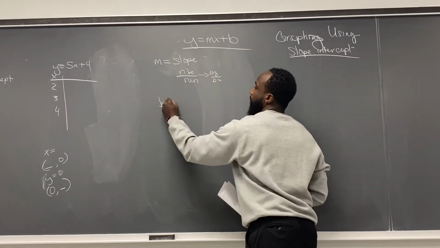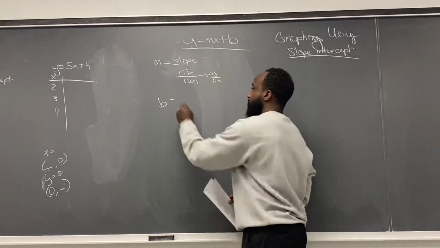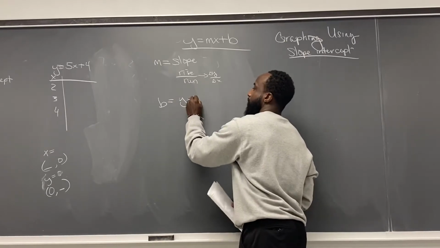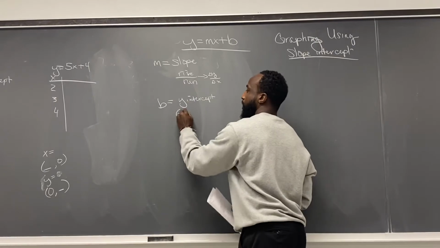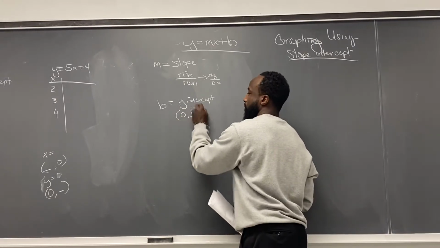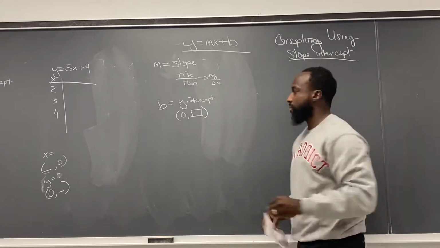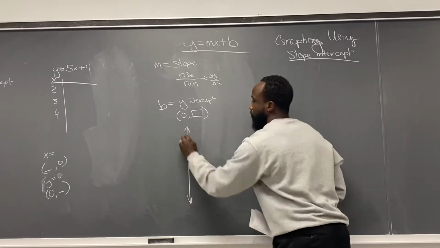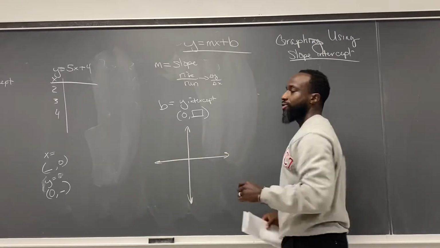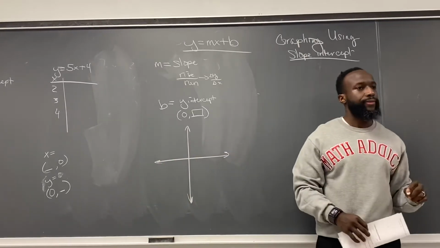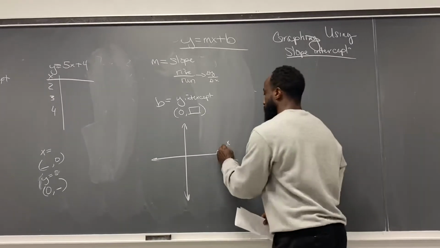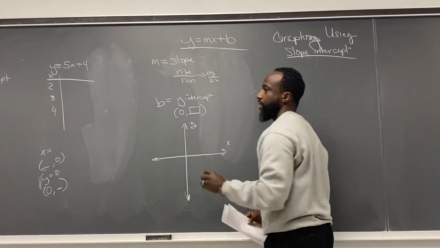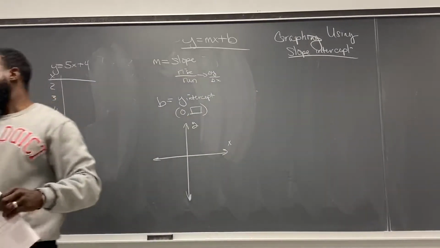What does b mean? It's the y-intercept, right? That's the point on the y-axis. If we draw a coordinate plane, which one is x and which one is y? X is going horizontal, Y is going vertical. Very good.